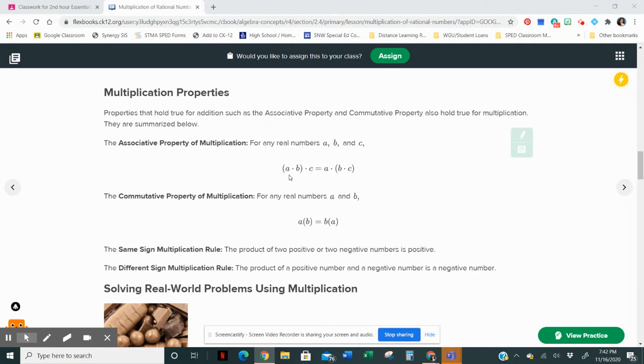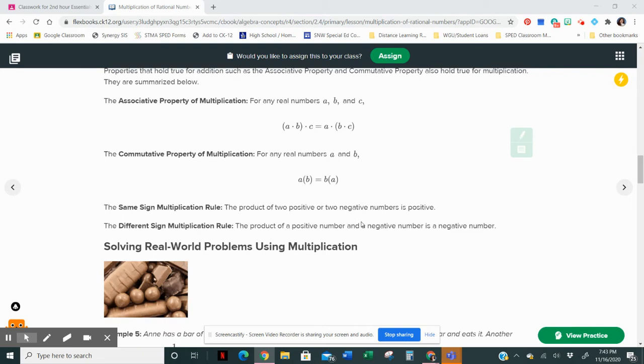So that associative property, remember, is you can move your parentheses, and it doesn't matter how you group A, B, and C. In this case, if you take the product of A times B and multiply that times C, it's the same thing as if you take A and multiply it times the product of B times C. The commutative property allows you to switch the order. So it doesn't matter which number or letter you put first. In this case, A times B is the same thing as B times A.